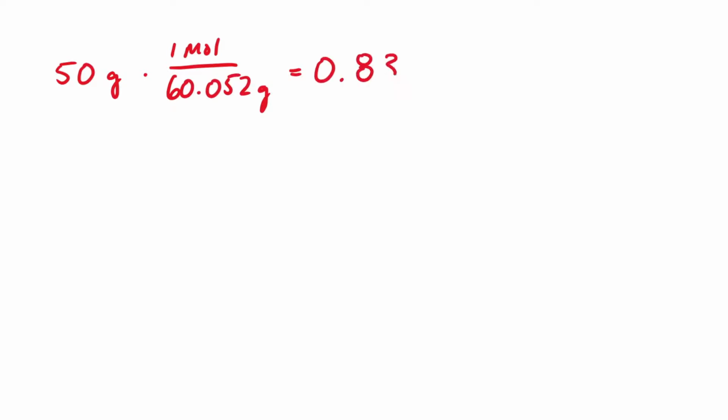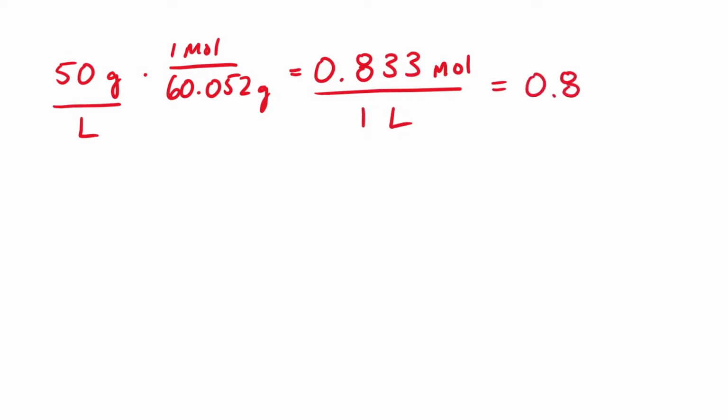Let's start with 250 milliliters, or 1 cup, of white vinegar. So this says that it's 5% acetic acid by mass, so that's 50 grams per liter of water. The molar mass of acetic acid is 60.052 grams per mole, so a 5% mass per mass solution is 50 grams times 1 mole per 60.052 grams equals 0.833 moles per liter, or 0.833 molar.